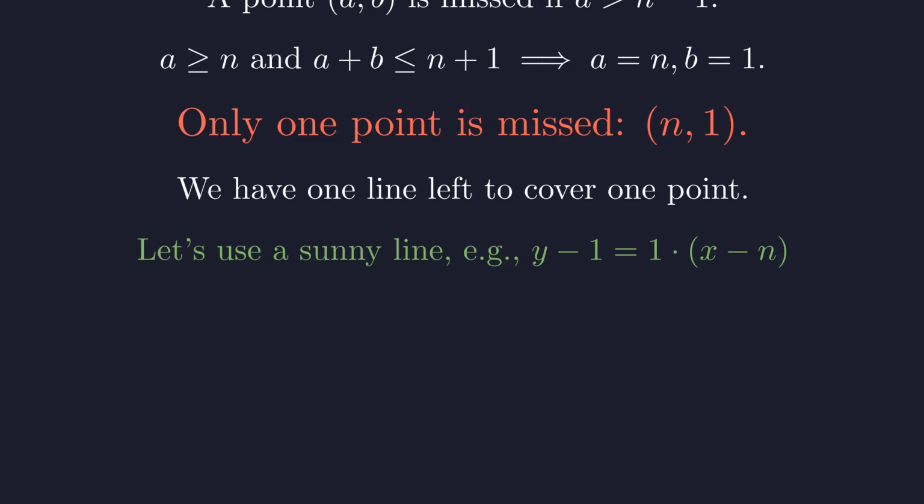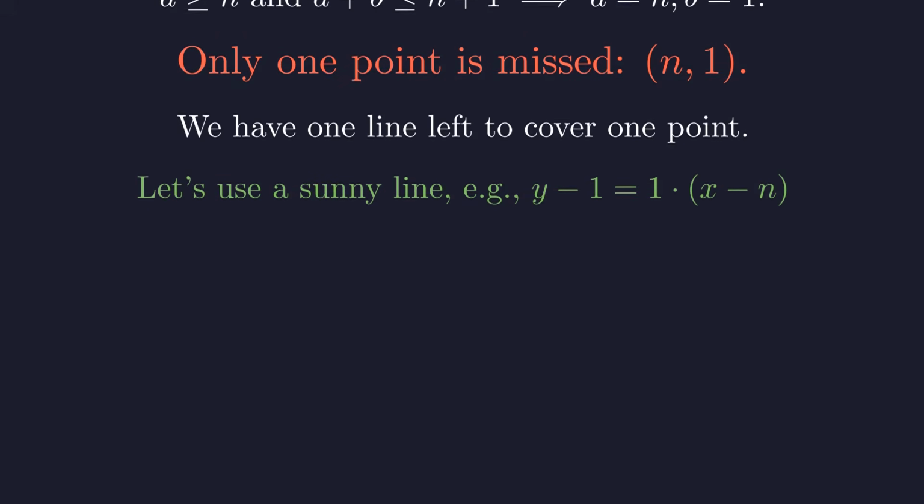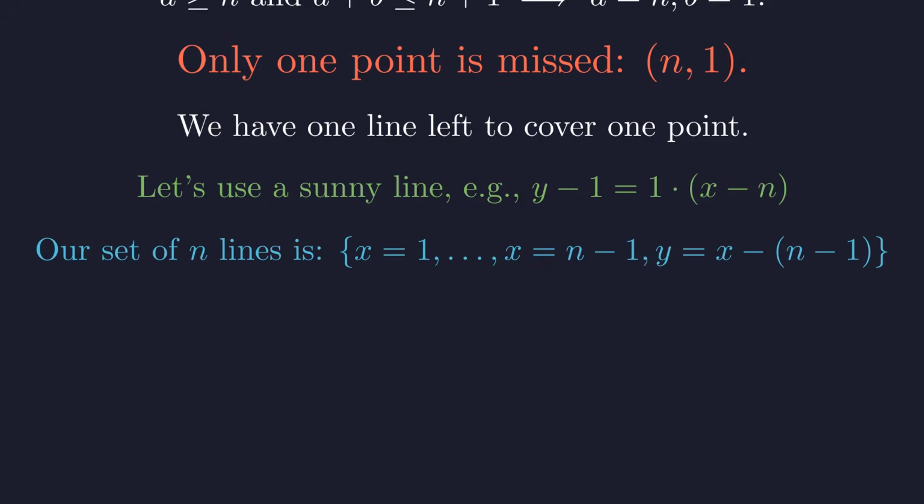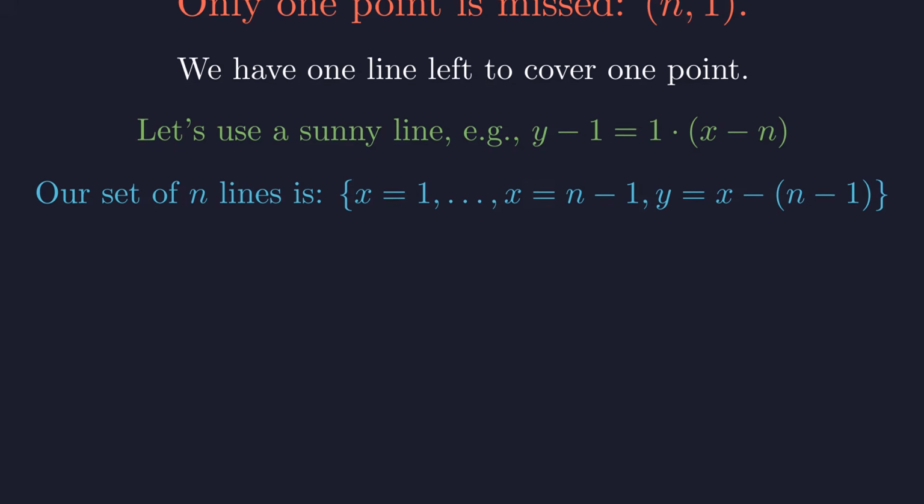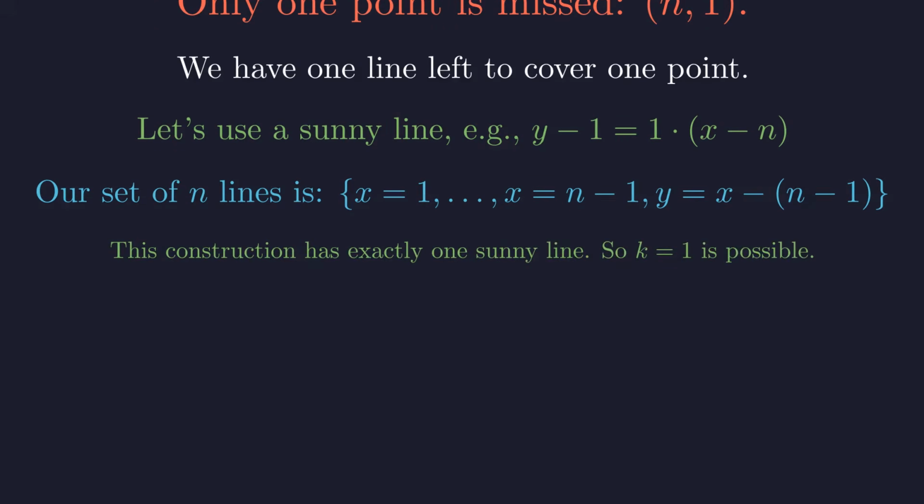We can simply choose any sunny line that passes through the point n, 1. For instance, a line with slope 1 works. Its slope is not 0, undefined, or -1, so it qualifies as sunny. So, our new set of n lines consists of n minus 1 vertical lines and 1 sunny line. By construction, this set covers all the required points. This set contains exactly 1 sunny line, proving that k equals 1 is also a valid solution.